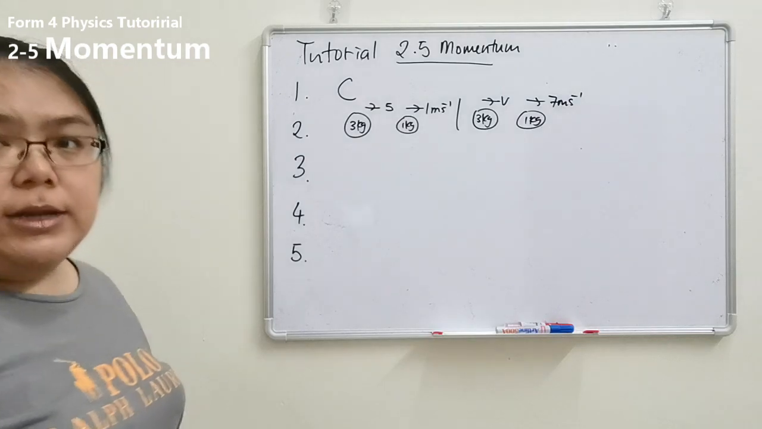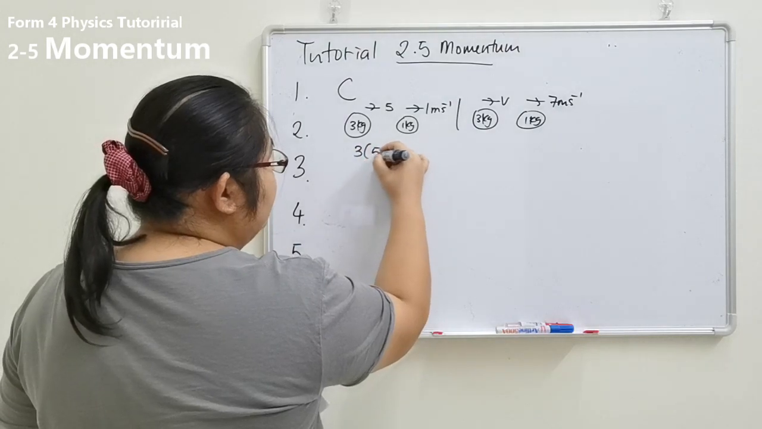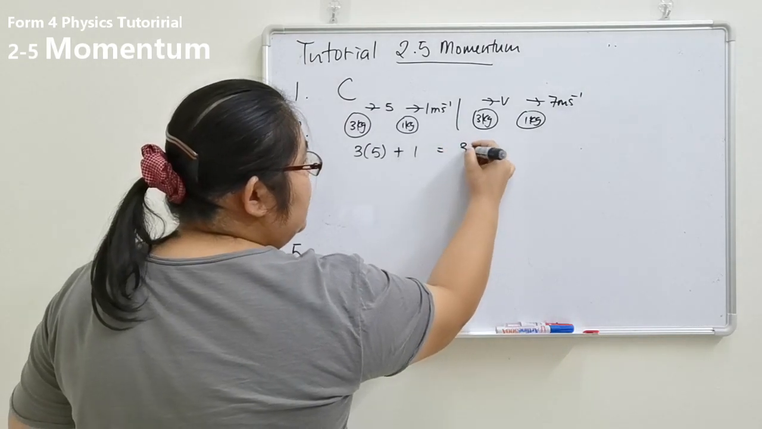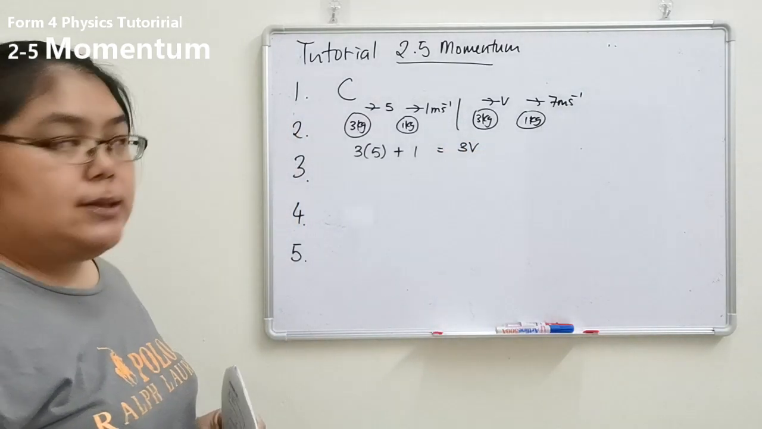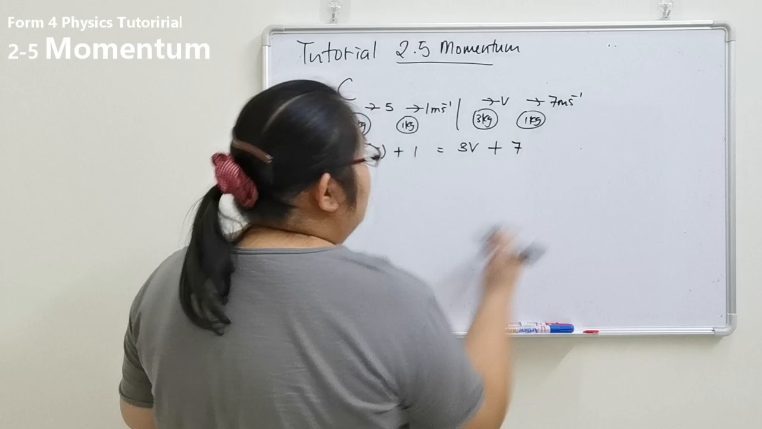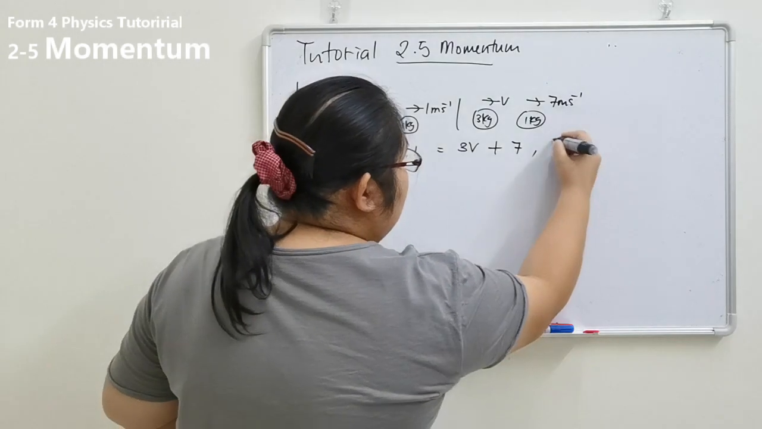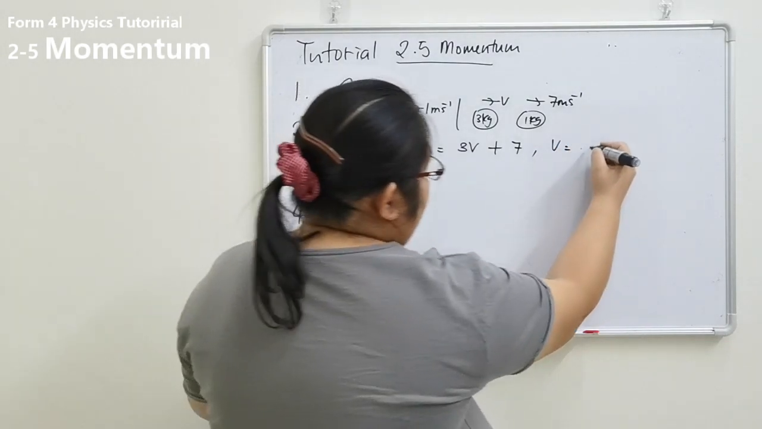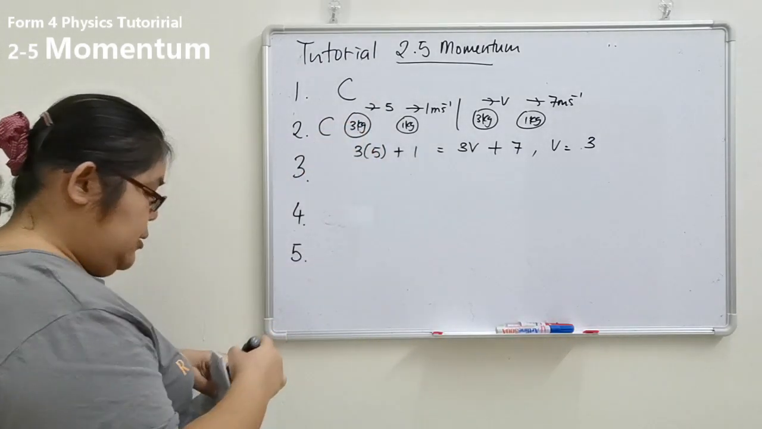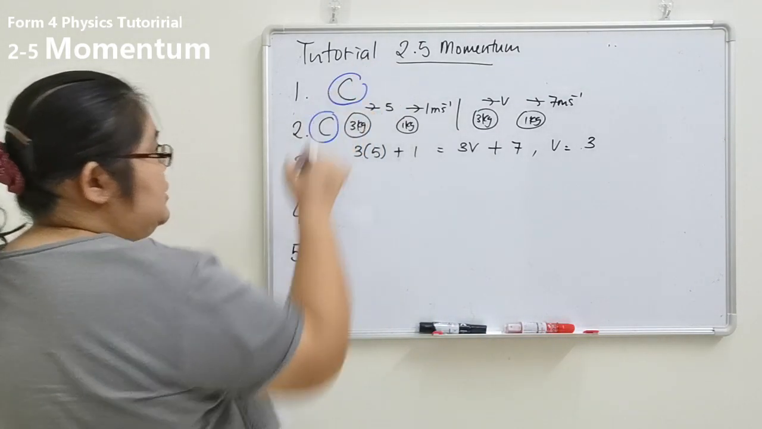So this one is an elastic collision, so we just apply the formula. M1 is 3 multiplied by 5, plus, because same direction, 1 multiplied by 1, equals 3V, the 3 mass, after that plus 1 multiplied by 7. So we find the answer for V. From here, V equals 3. So for question number 2, the answer is also C. So I write here, this one's answer C, another one also answer C.